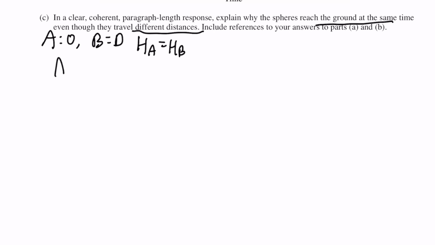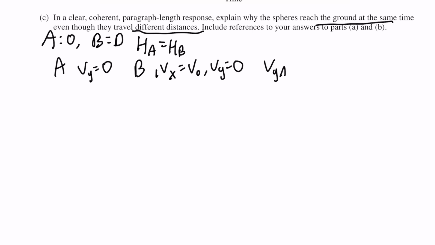Now, A is dropped, which means Vy initially equals 0. B is given a horizontal velocity initially, which means that Vx equals V0, but Vy also equals 0 initially. So that means they have the same vertical velocity initially. And this means they will fall the same height in the same time. Both of them have the same acceleration, which is g. They have the same height to travel, which is h. And they have the same initial y velocity, which is 0.